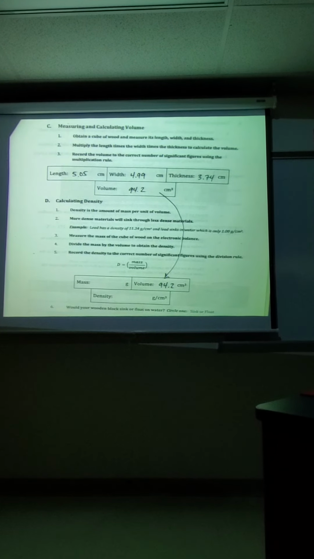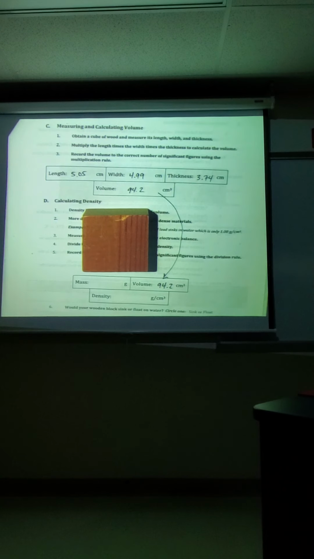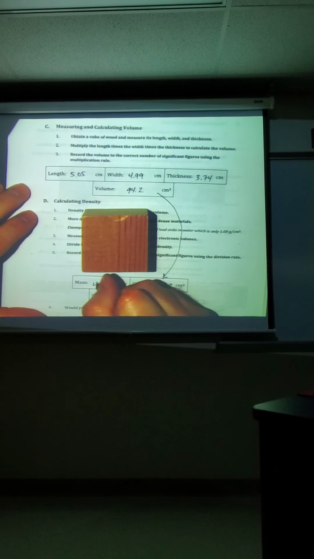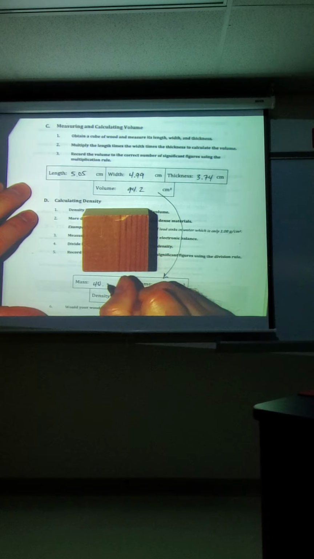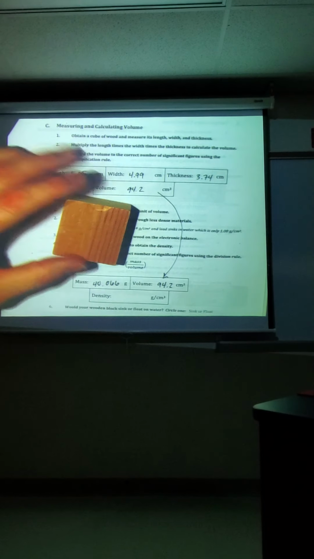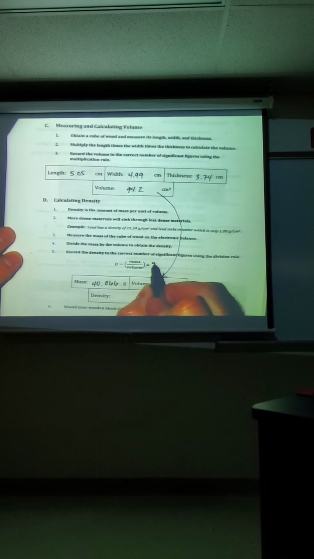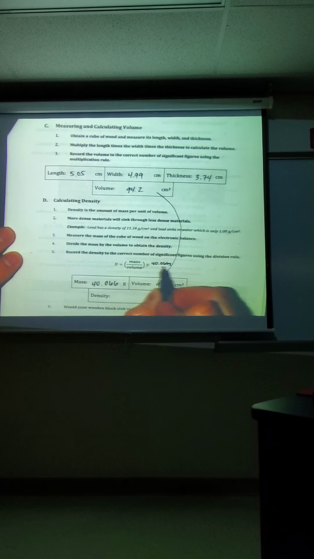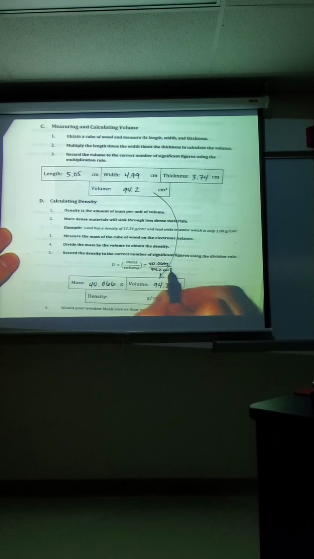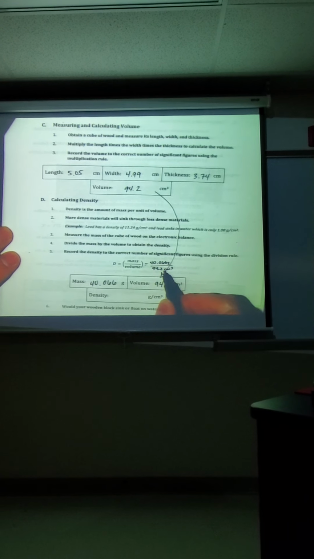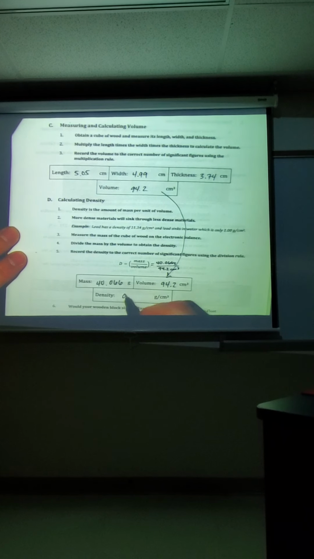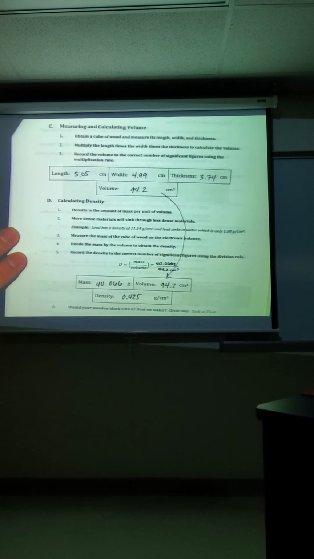If we go to the balance and measure this, we're going to get 40.066. Density is mass per unit of volume, so you put 40.066 grams on top, 94.2 centimeters cubed on bottom. We have 5 versus 3, our answer needs to be in 3, so we get 0.425.